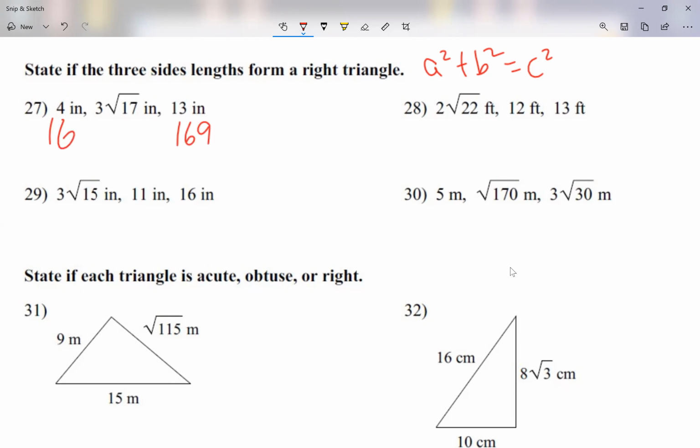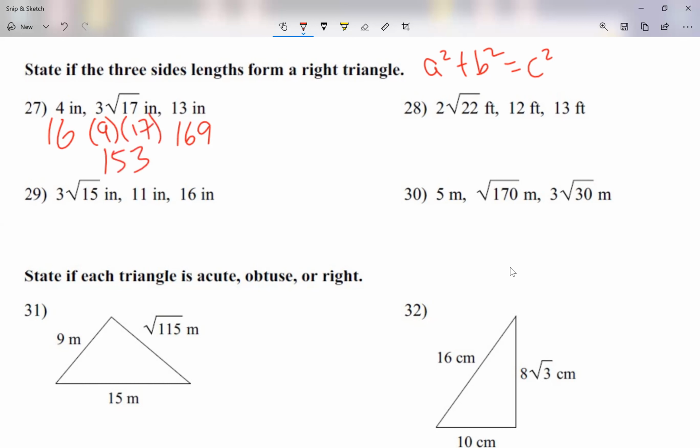Now the one in the middle, because it has a whole number and a radical. If I only had the 3, it would be 9. If I only had the radical 17, it would be 17. Now, because I have both, let me multiply them. 9 times 17 is 153.